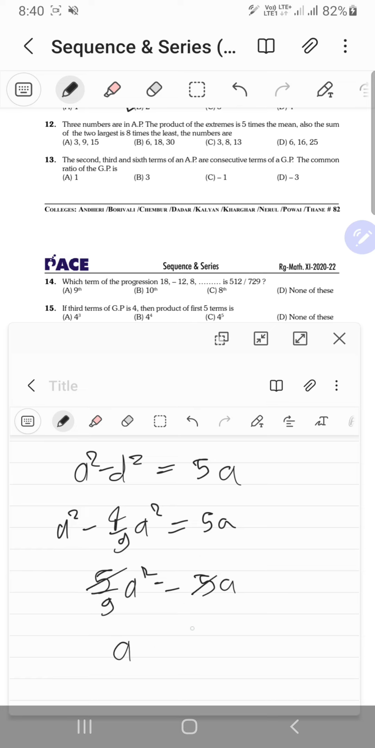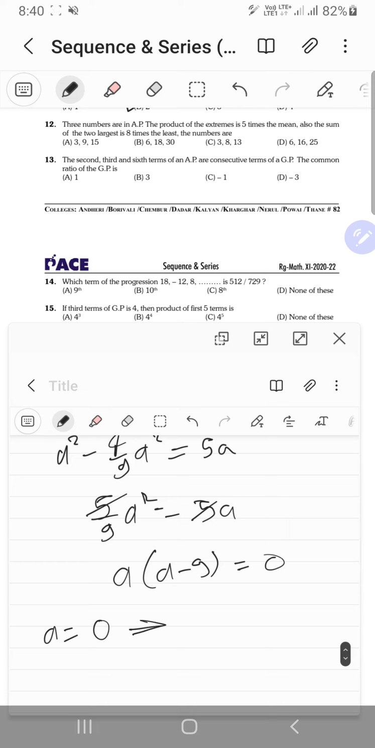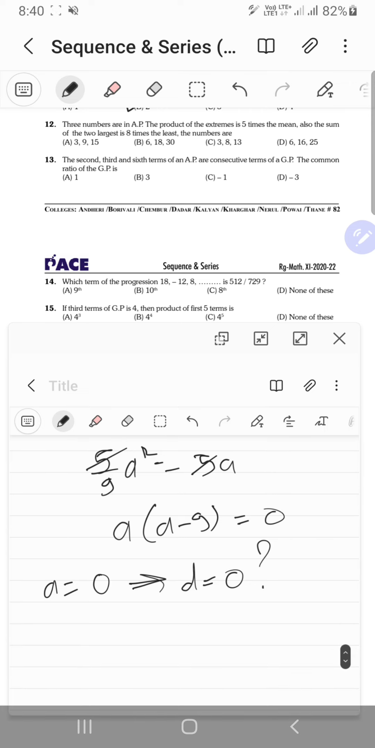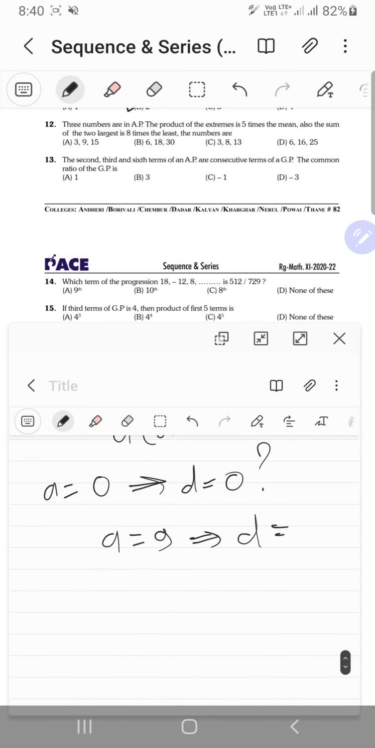So a squared equal to 9a, that means a into (a minus 9) equal to 0. So either a is 0, in which case d would also be 0, which doesn't make sense, or you have a equal to 9, which means d would be 2/3 of it, so that would be 6. This would be 9, 15, 3. Okay, cool. So 3, 9, 15, hopefully.